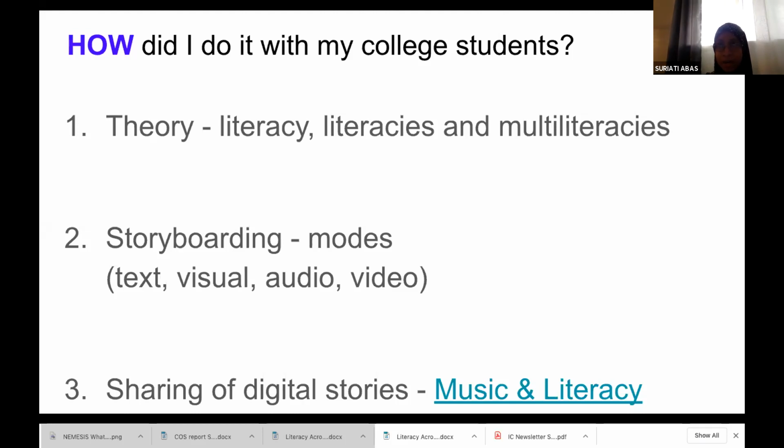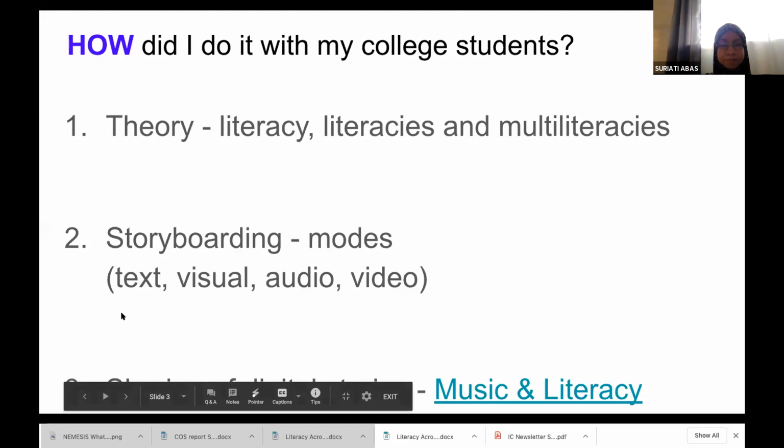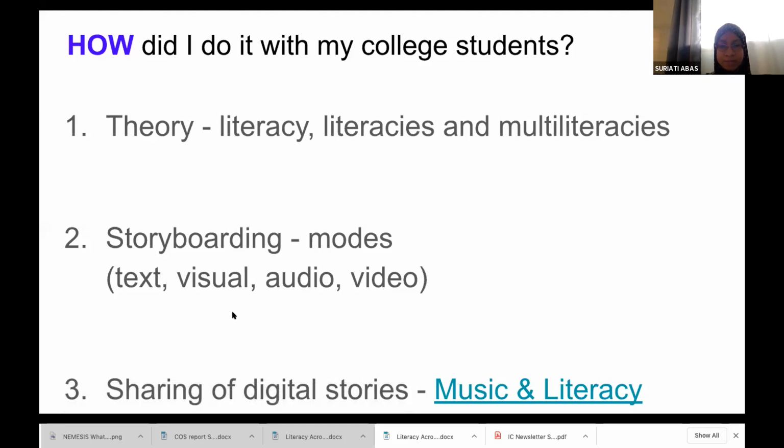And while I require them to have these 4 elements, they are to selectively choose which particular ones would fit into the different slides or the different screens. So the choice is left to them. Now, considering that many students are familiar with MacBook, I got them to use iMovie.